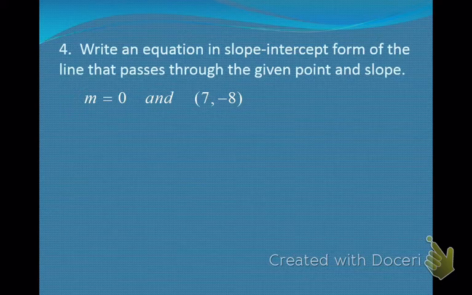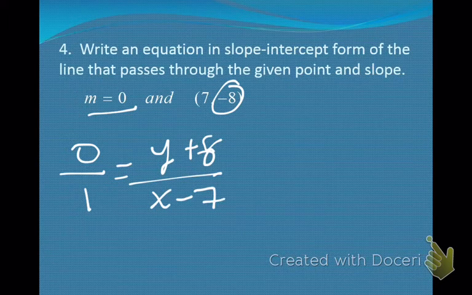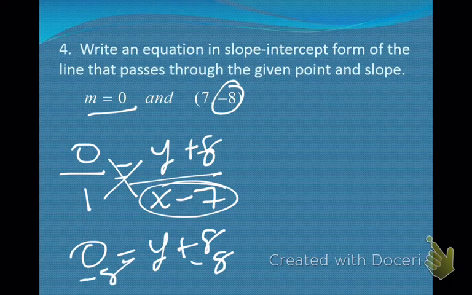Okay, how'd you do? So if the slope is 0, I'm still going to make it a fraction. Put it 0 over 1. And I'm still going to use the slope formula. Get y minus a negative 8 is y plus 8 over x minus 7. Now when we cross multiply, watch what happens. 0 times this is just 0. 1 times y plus 8 is y plus 8. Okay, now we subtract 8. And so y is equal to negative 8, and that's the equation.